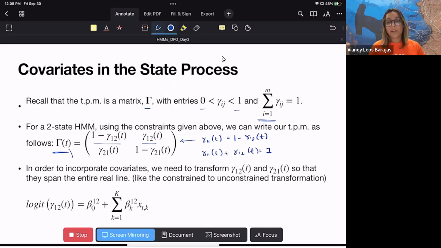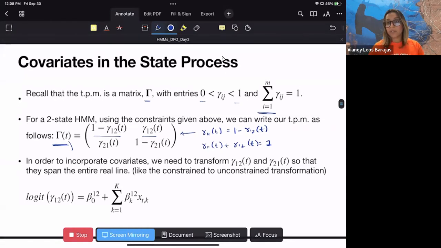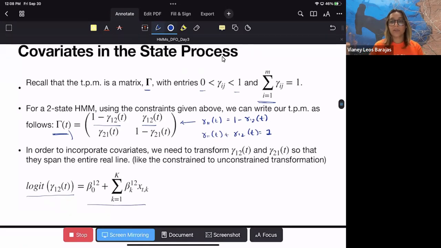Then, in order to incorporate covariates, we need to transform gamma sub 1,2 and gamma sub 2,1 so that they span the entire real line, just like when we talked about fitting the HMM in practice, going from the natural parameters to the working parameters. So like the constrained to unconstrained transformation. In a 2-state hidden Markov model, what is simply done is we take the logit, which maps parameters that are bounded between 0 and 1 onto the real line. And then we're back to a linear regression.